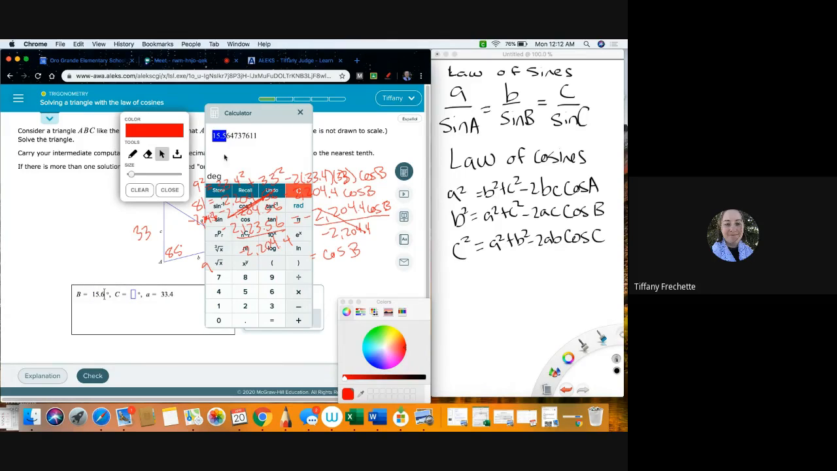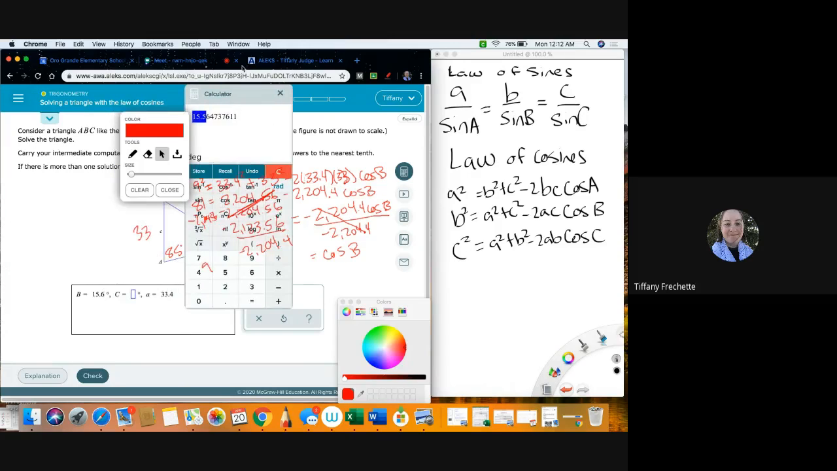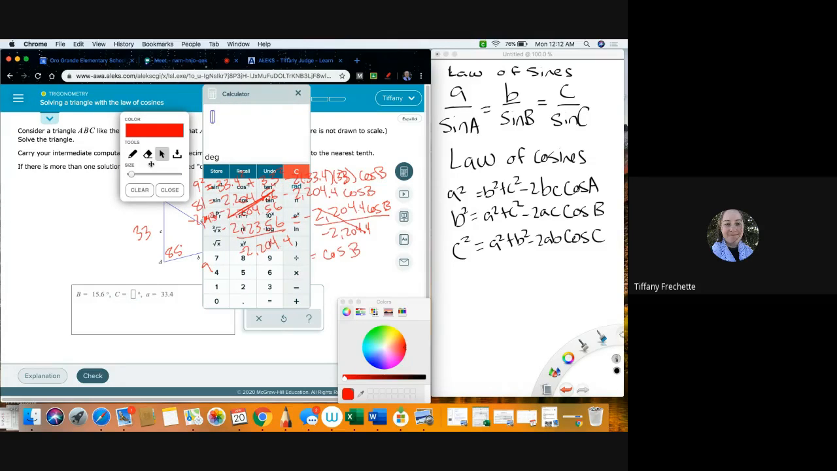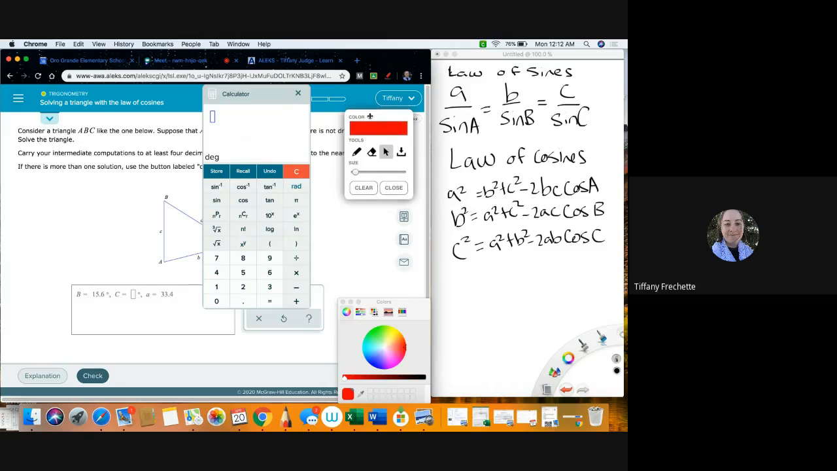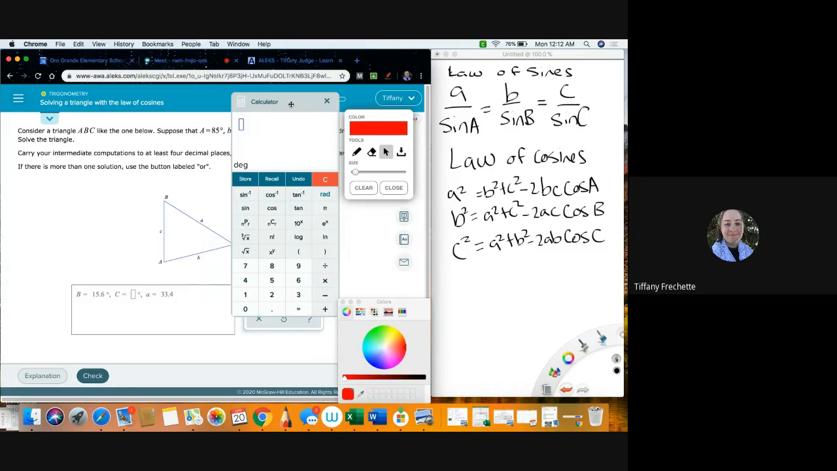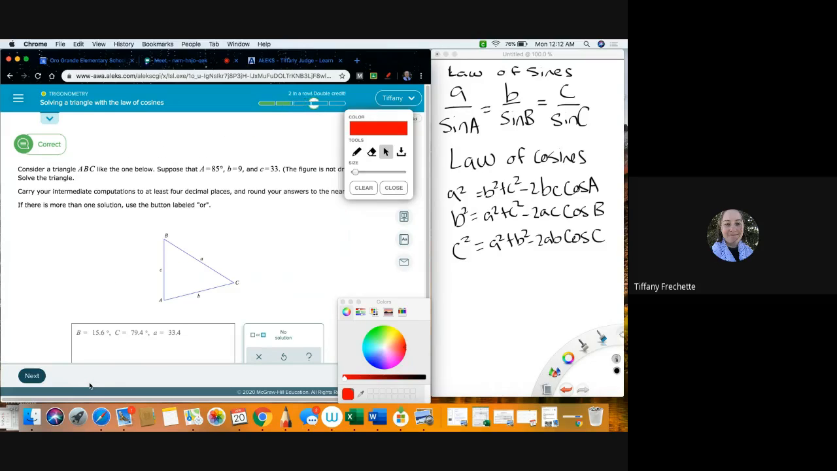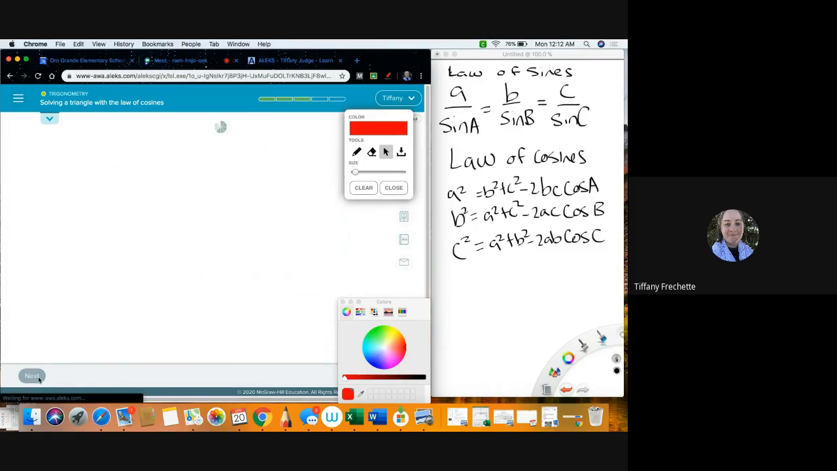It's 15.6. So now, sorry, there's too much writing on here, so I'm going to clear this out. I'm going to use the triangle sum theorem and say they have to add up to 180 degrees here. So I'm going to subtract angle A, which they gave me was 85, and then we just found angle B to be 15.6. So let's hit equals. That means we should have angle C at 79.4. So let's see if they'll take that. And they do, so we're good to go. All right, let's do the next one here.